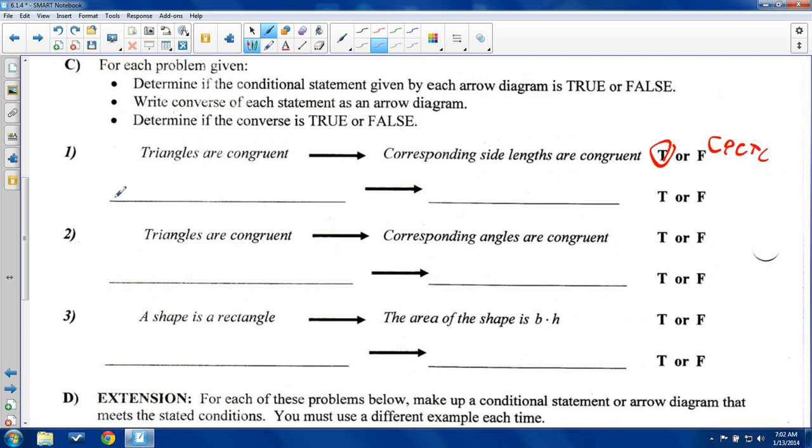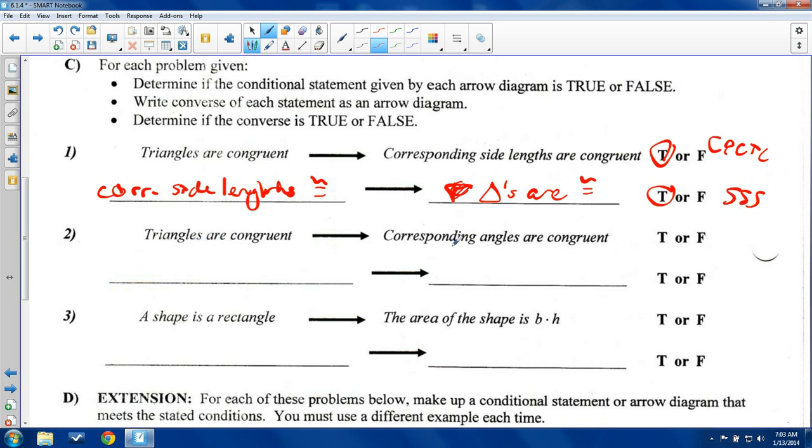That's true. If corresponding side lengths are congruent, does that mean that triangles are congruent? So we're switching. I'll just write triangles. Triangles are congruent. So does the converse work? Yes, it does. If all the corresponding side lengths are congruent, the triangles are congruent. Yes, that's the side-side-side congruence theorem. Right? We know that one. Side, side, side.